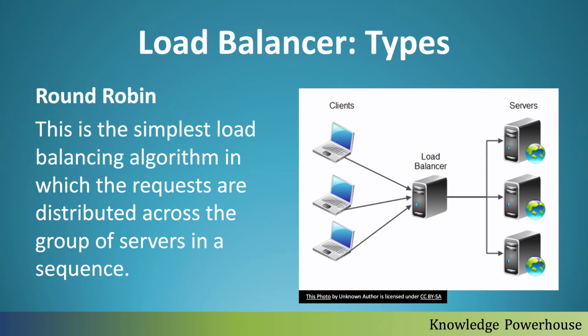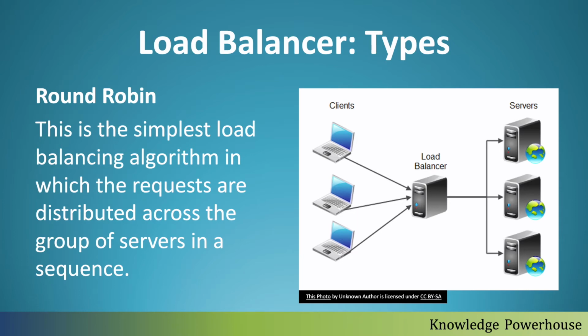Round robin. This is the simplest load balancing algorithm in which the requests are distributed across the group of servers in a sequence. So round robin is a pretty old mechanism where everybody gets a turn. Let's say there are three servers in this example, and there are three clients coming. So the load balancer is one and the servers are three. When clients come, the load balancer will send the first request to the first server, the second to the second server, the third to the third server.